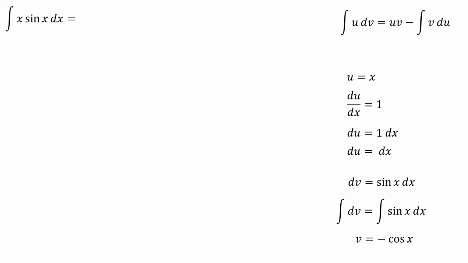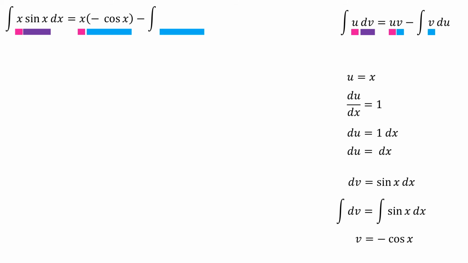Okay, I got integral of u times dv equals, now I need my u, that's x. I need a v, and that v is going to be negative cosine x. I see a subtraction symbol, I better hang on to that. I see an integration symbol, better hang on to that. V, well, again, that's negative cosine of x. Du, and of course du is dx.